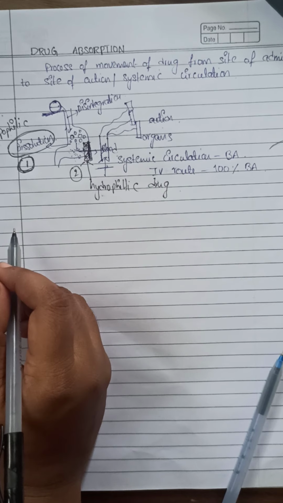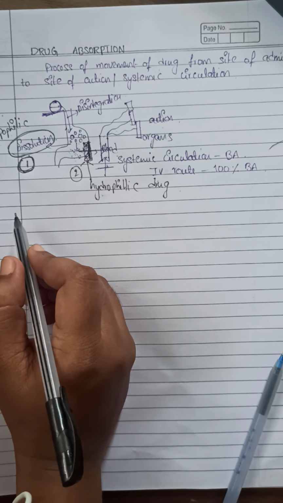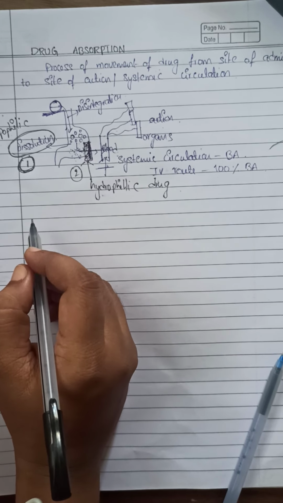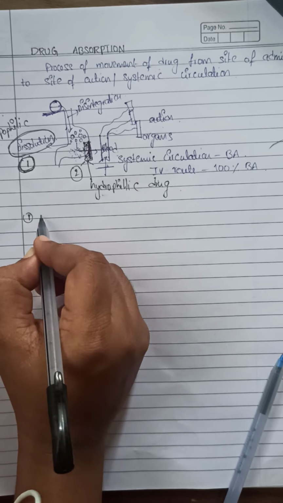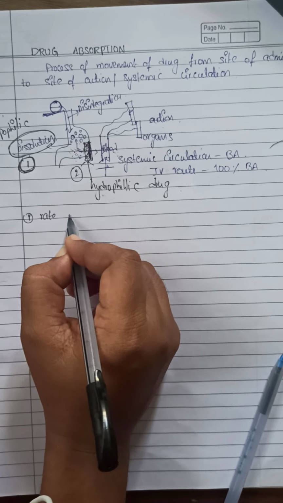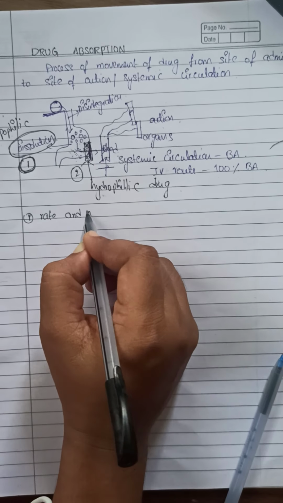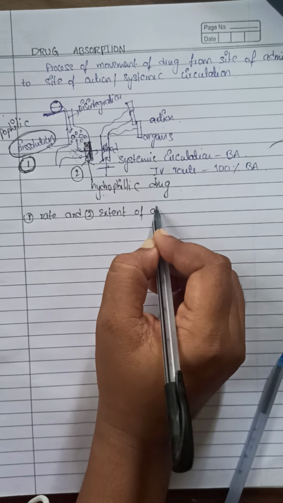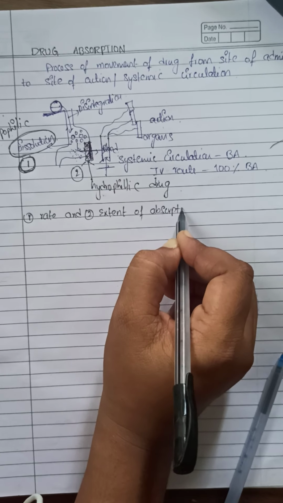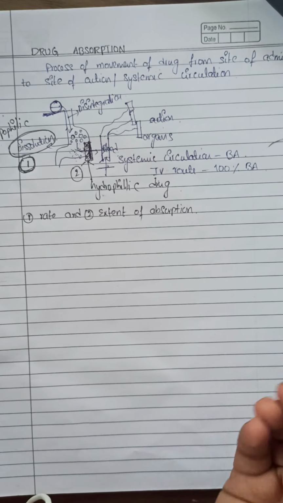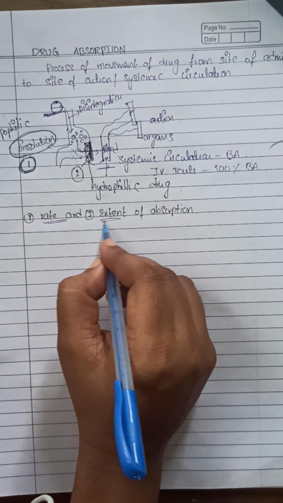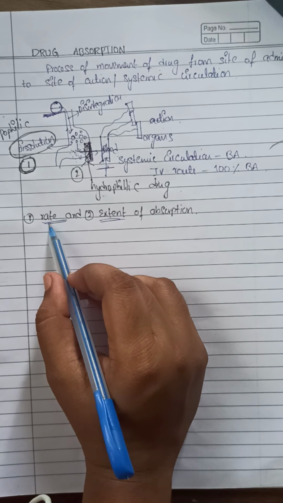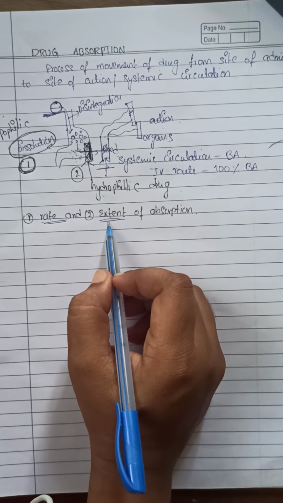For any therapeutic success of a drug, it will depend on two factors. One is rate and the second one is extent of absorption. So the therapeutic success of the drug will depend on two factors: one is rate of absorption, the second one is extent of absorption.